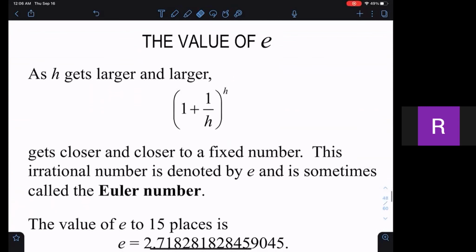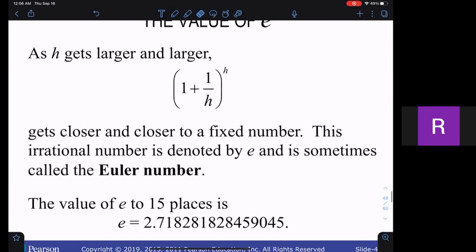Okay, and this is the last part of the video, right? So they say the value of e. They say as h gets larger and larger, (1 plus 1 over h) to the h power gets closer and closer to a fixed number. This irrational number is denoted by e, which is an irrational number, right? And it's sometimes called Euler's number, right? The value of e to 15 places is this thing.